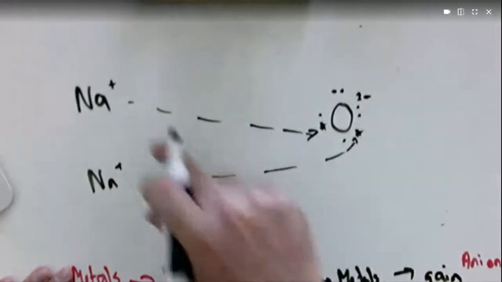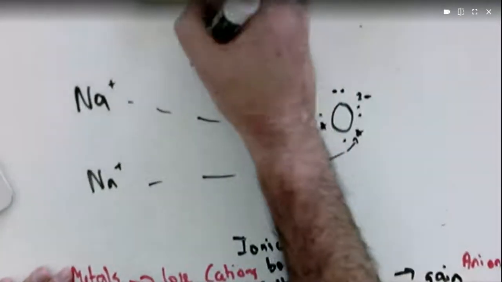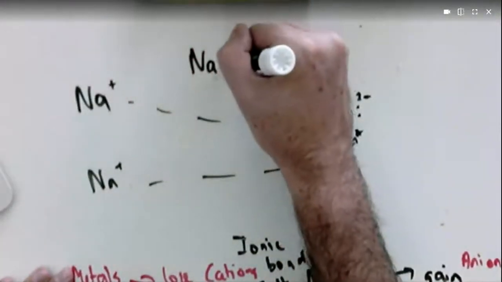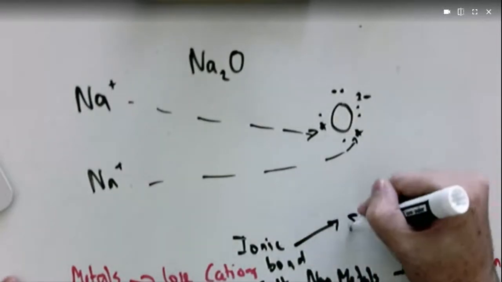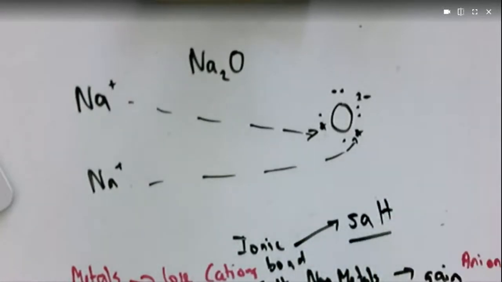So now the charges are equal, and I have a lovely chemical formula for sodium oxide. This is the formation of an ionic bond, and what we call this that's left over is a salt. A metal and a non-metal together is called a salt.